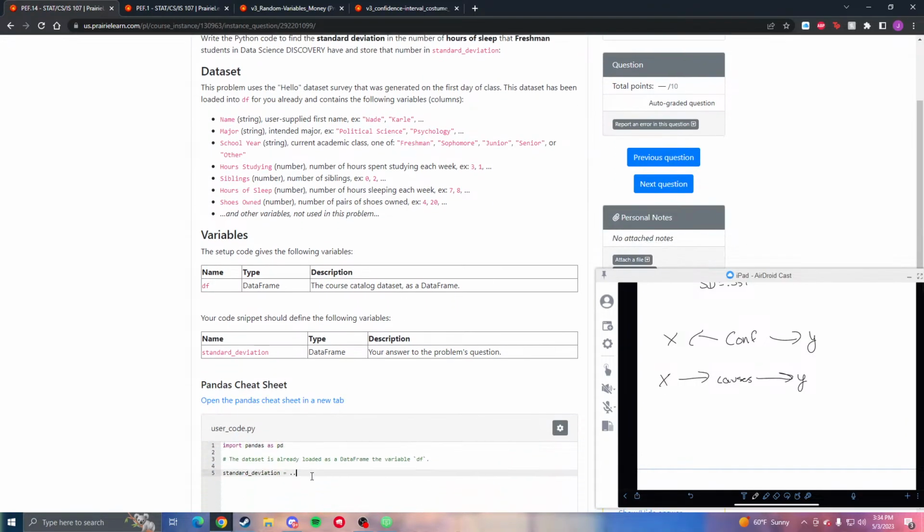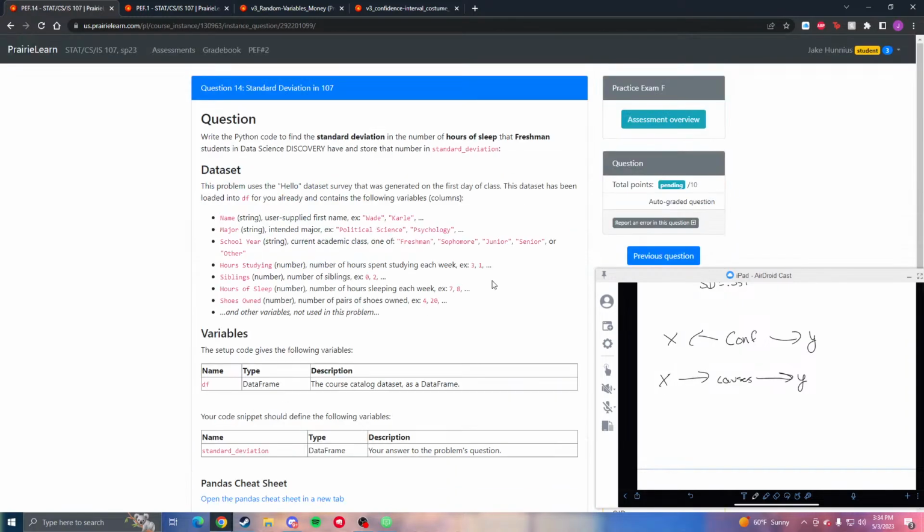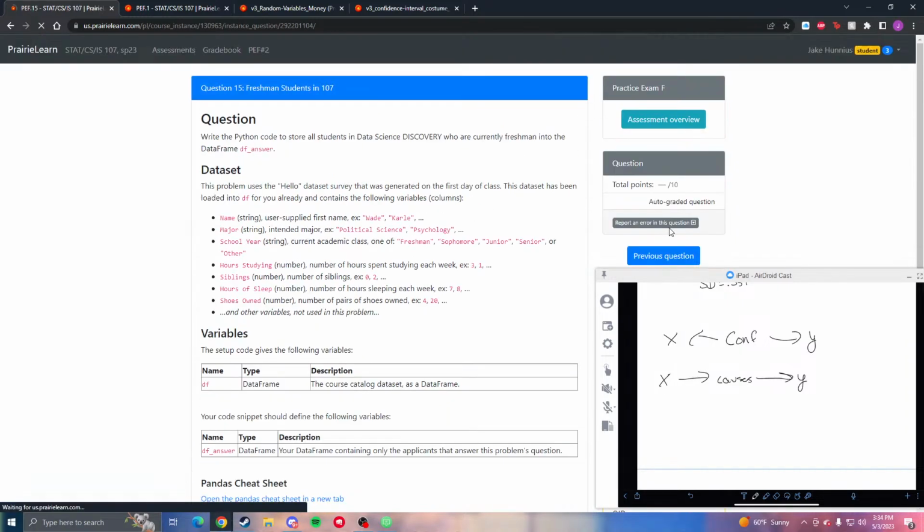Standard deviation of hours of sleep. You just do df at, you create a df of freshman, school year freshman, and the standard deviation is df freshman at hours of sleep dot standard deviation. Easy. You guys can do that.